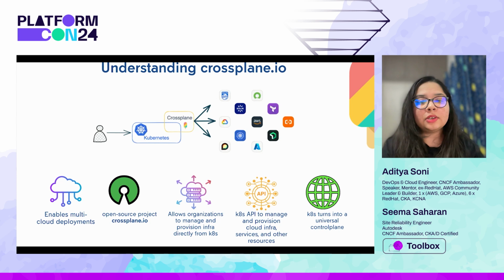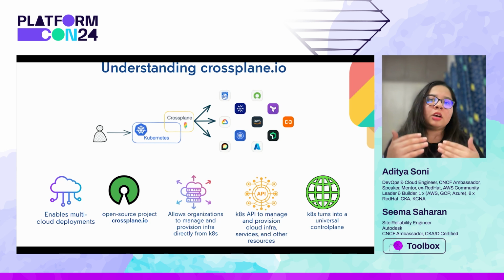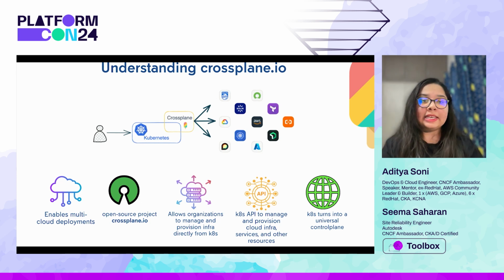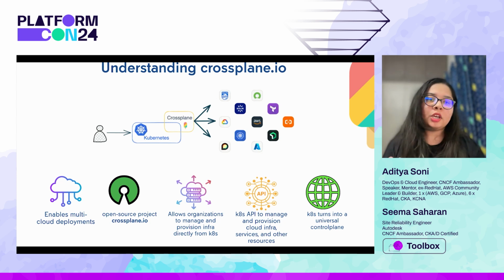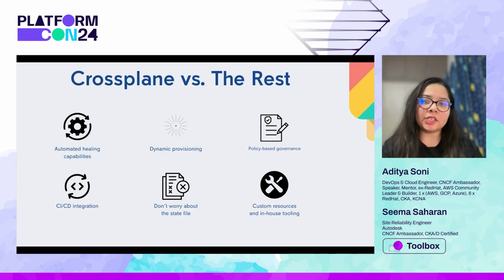Lastly, Kubernetes turns it into a universal control plane. So basically, Crossplane is using the API driven approach of Kubernetes and applies it for your infrastructure management, and basically it's like a universal control plane. So let's now understand the difference between Crossplane and the rest of the tools.